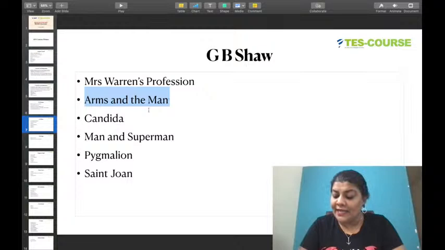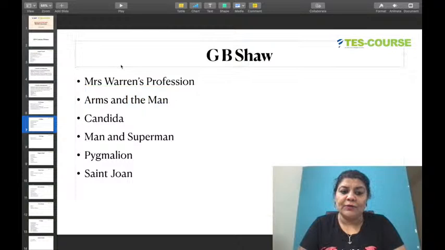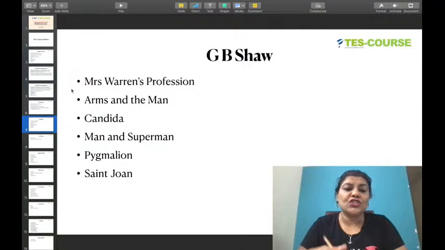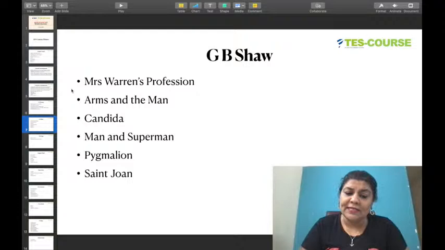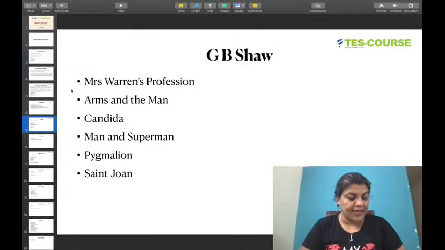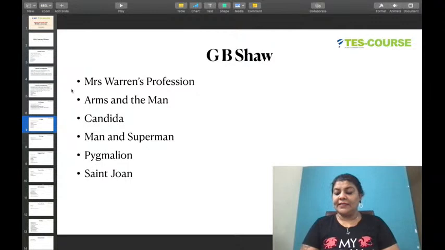The Fabian Society is a socialist society that G.B. Shaw was part of. It was founded by Beatrice Webb and Sidney Webb. It advocated slow change in society. Did you understand? The title Arms and the Man is taken from the Aeneid. In which country is Arms and the Man set? It is set in Bulgaria.